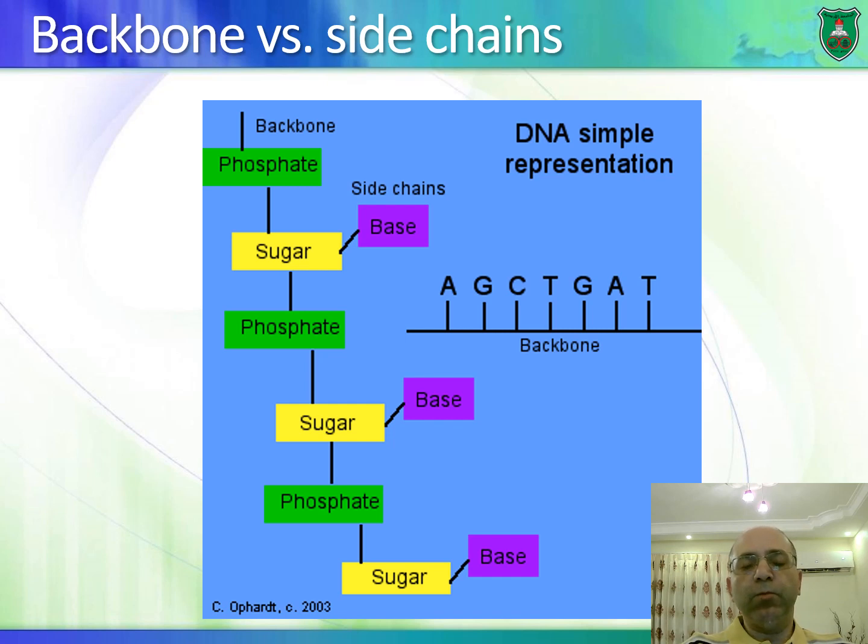This is an important concept, by the way, in organic chemistry and in biochemistry as a whole. That is, especially for polymers, you always have this backbone, and sometimes you have side chains as well. So when we talk about proteins in the biochemistry course, you would notice that there is a backbone and you have side chains as well.